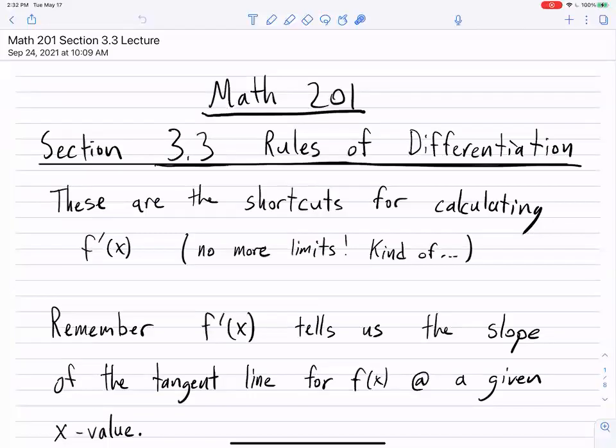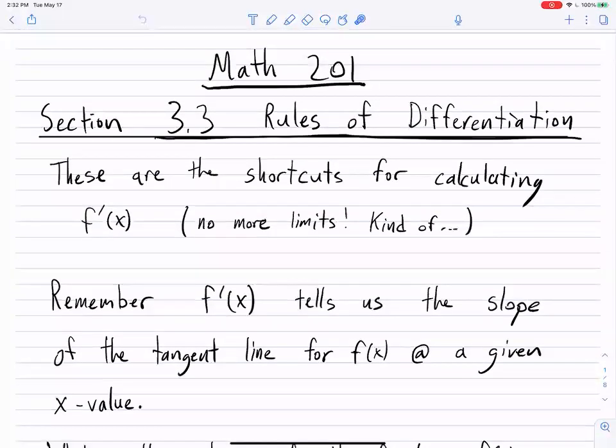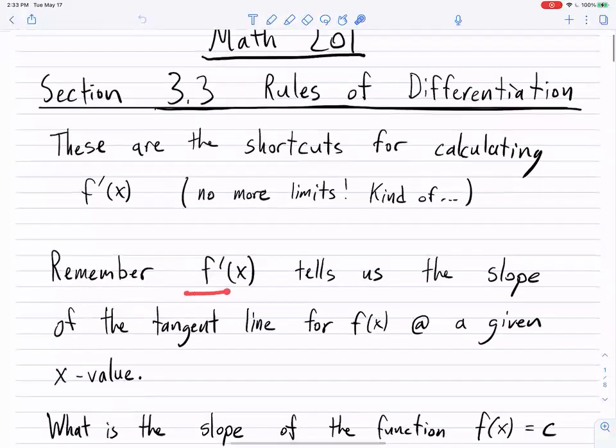Okay, so today's section 3.3, rules of differentiation. This is where we're going to learn the shortcuts for calculating f prime of x. So no more limits. I know how frustrating that can be. Well, kind of. We will talk about limits in their own right later, but we don't need to talk about limits when we want to calculate this guy. So that's really nice.